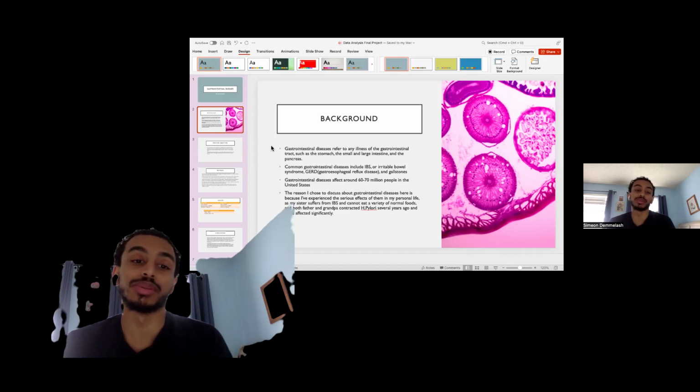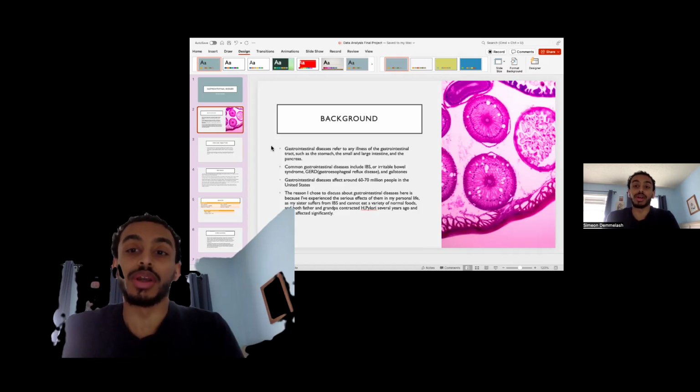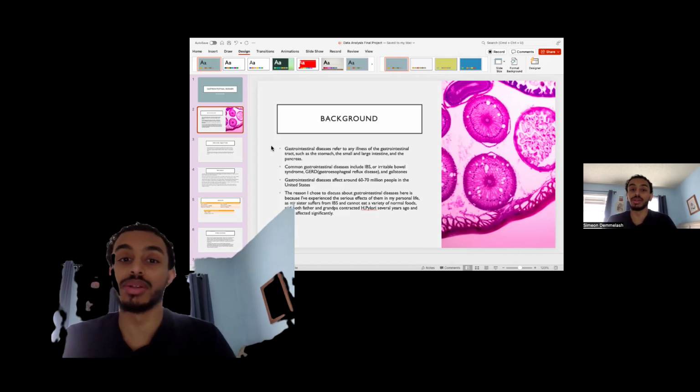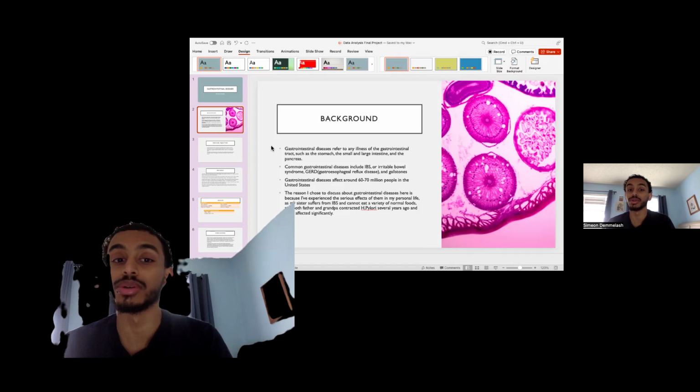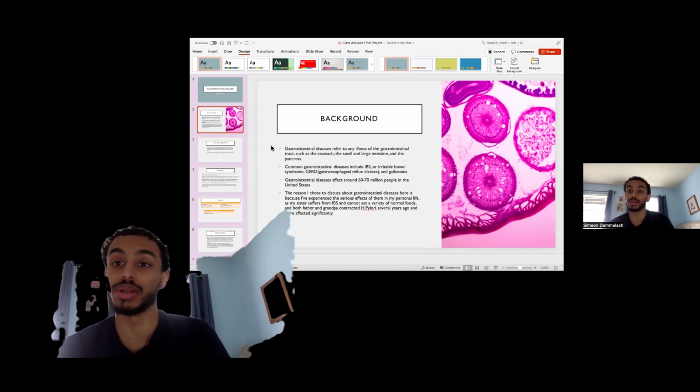Some background information about gastrointestinal diseases before we get into the rest of the project. Gastrointestinal diseases refer to any illness of the gastrointestinal tract, such as the stomach, small and large intestine, and the pancreas. Some common gastrointestinal diseases include IBS, that's short for irritable bowel syndrome, GERD, which is an abbreviation for gastroesophageal reflux disease, and gallstones. Gastrointestinal diseases affect around 60 to 70 million people in the United States.